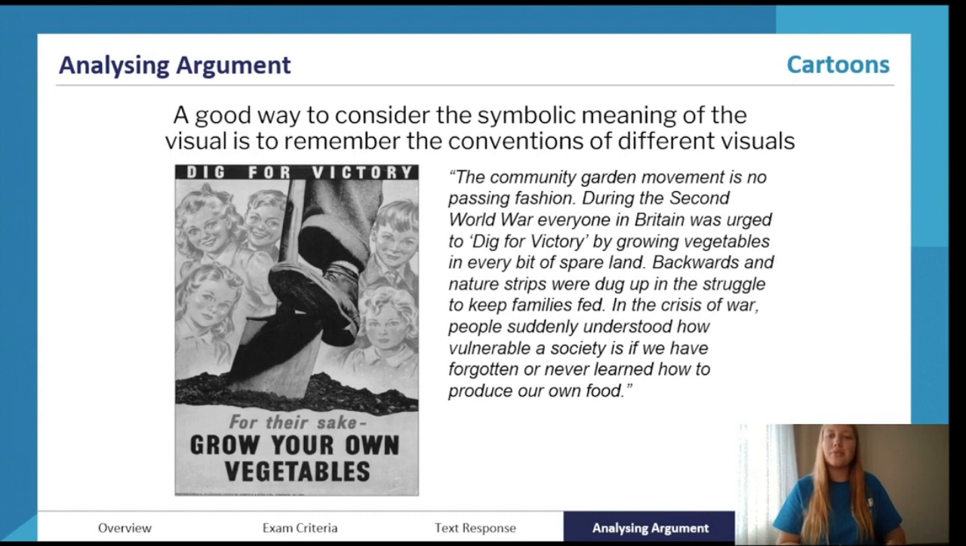The community garden movement is no passing fashion. During the Second World War, everyone in Britain was urged to dig for victory by growing vegetables in every bit of spare land. So you can see how we've really fluently linked in the cartoon as part of our argument, whatever we were discussing before. We're talking about the garden movement is growing, and it has been during all of history. And now we brought in this context of the Second World War, which is the context and the period of this image when it was produced.